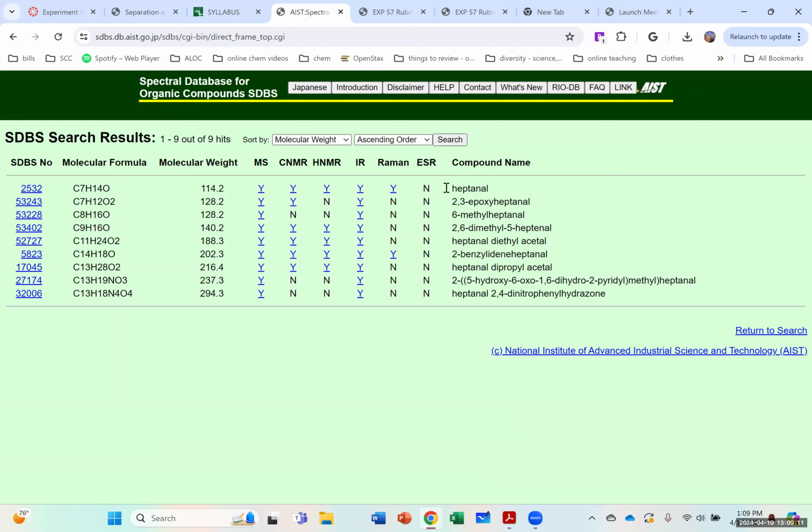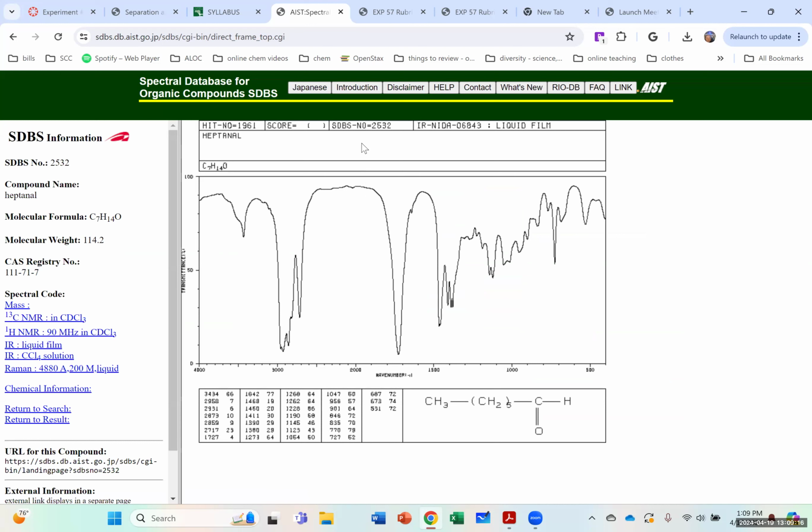So I picked heptanal. We're going to look at its IR. This IR was done as a liquid film. We can see that up at the top. If we look over on the left-hand column, there's also an IR done in a tetrachloromethane solution. Sometimes you'll also see Nujol mull or KBr pellet. The liquid film is going to be the closest to what we do for our liquids and our solids. But remember that different concentrations, different temperatures, different quality of machines are going to give slightly different results.